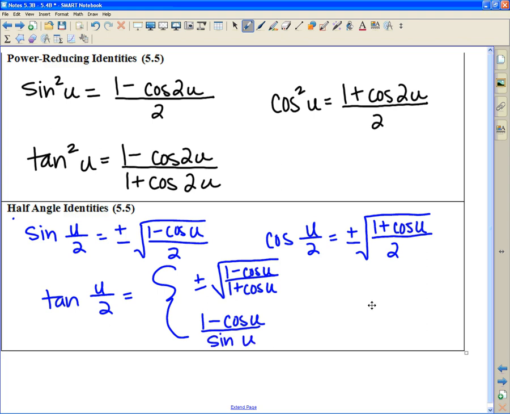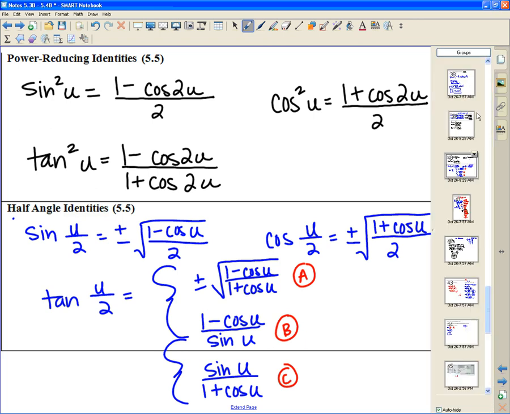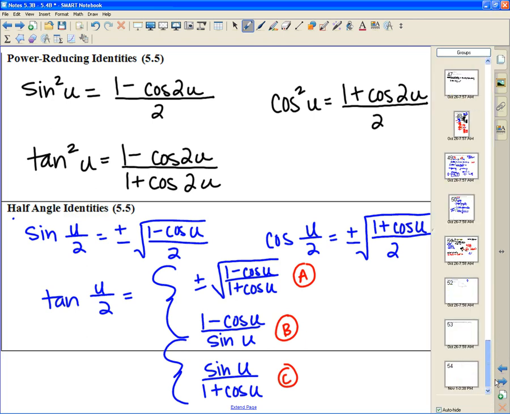And then finally, you could use the sine of u divided by (1 plus the cosine of u). All of these identities will work for a half angle for tangent. I'm just going to put an A, a B, and a C on them, just so that you have a reference if we need it. Okay, let's head back to our notes. We only have 2 examples tonight. Good for you guys.